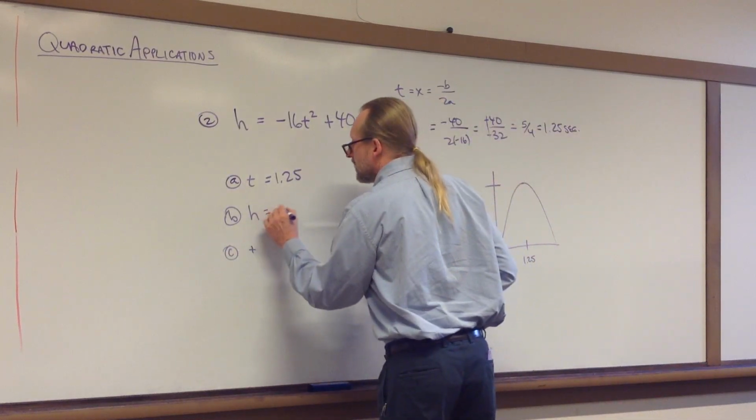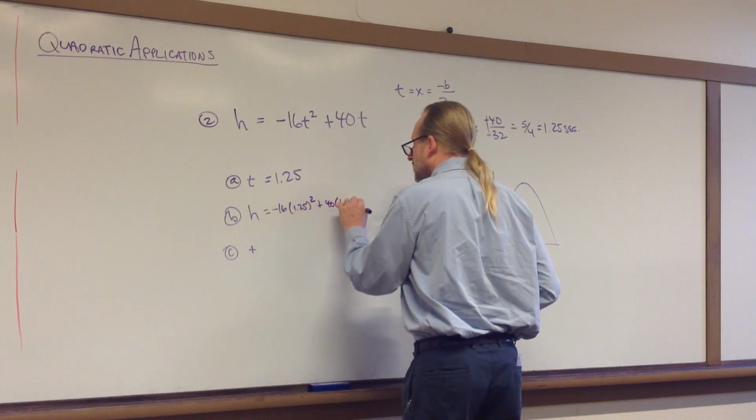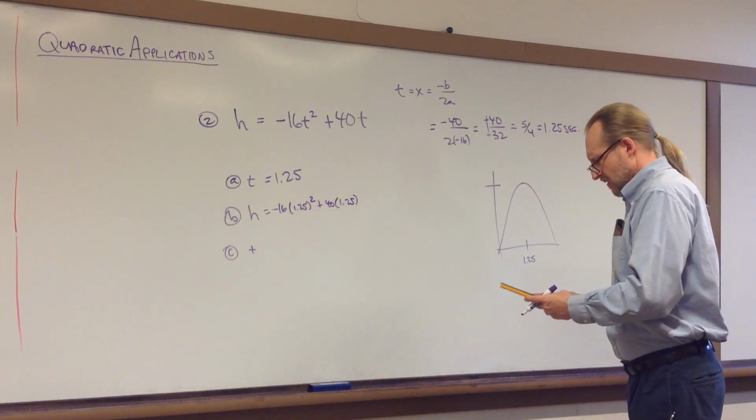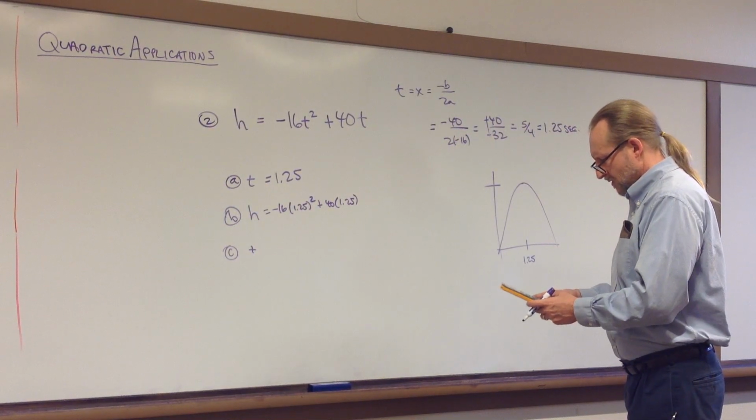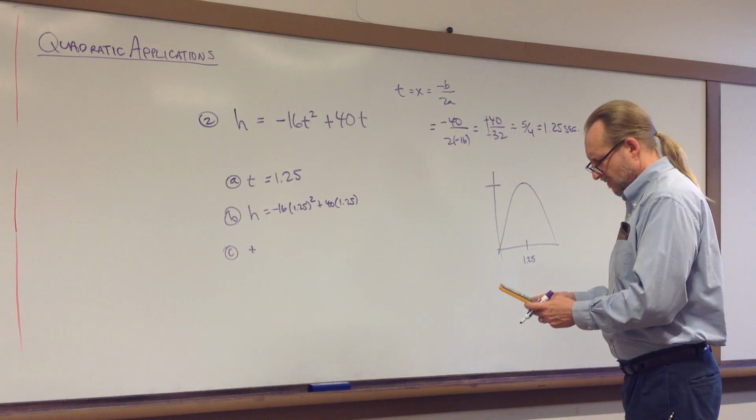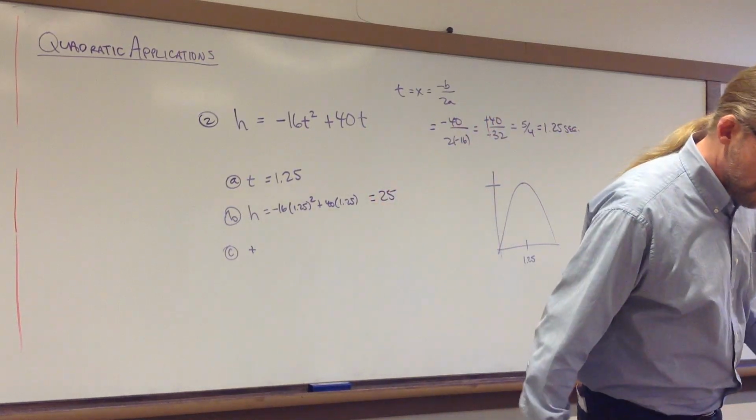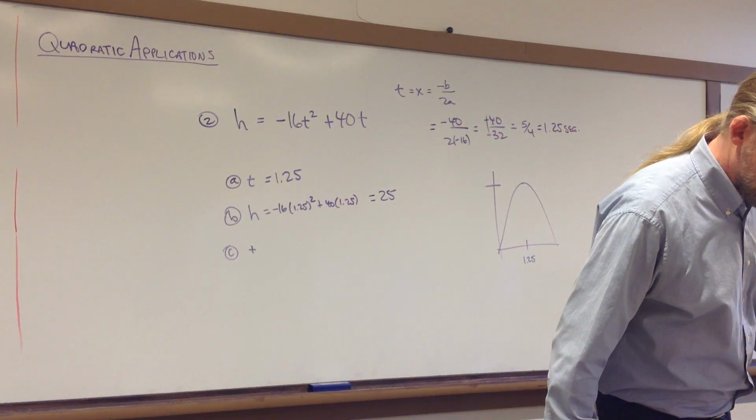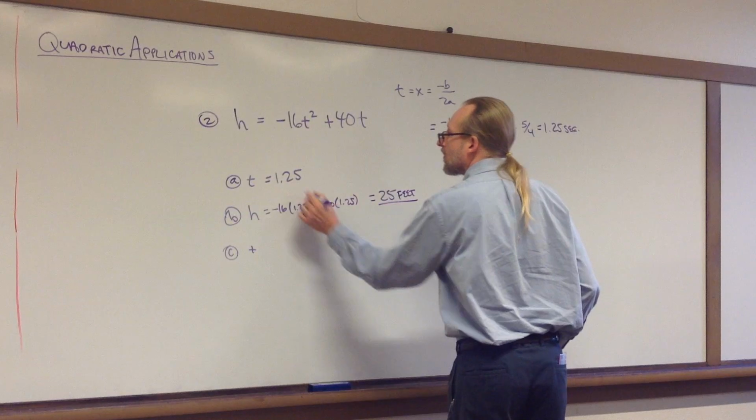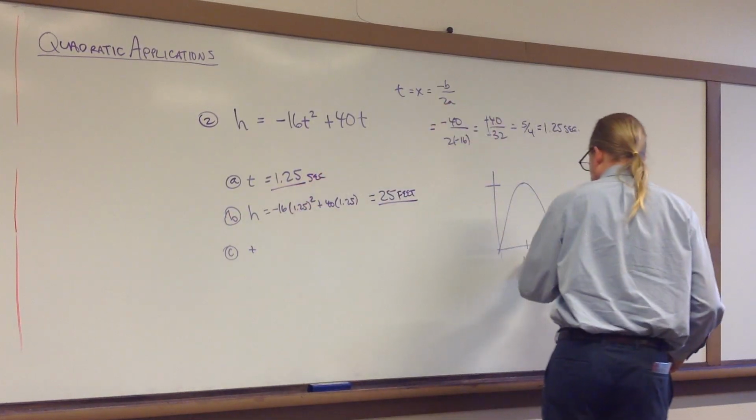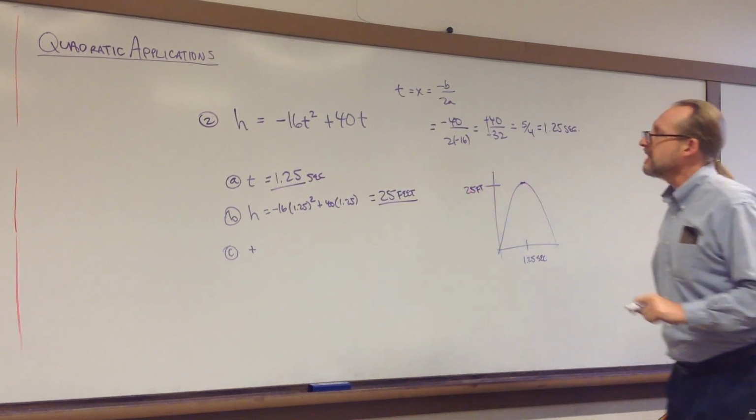So we're going to do negative 16 times 1.25 squared plus 40 times 1.25. That's 25 feet. Are we measuring this in feet? Yeah, feet. So at 1.25 seconds, the ball is going to be 25 feet in the air.